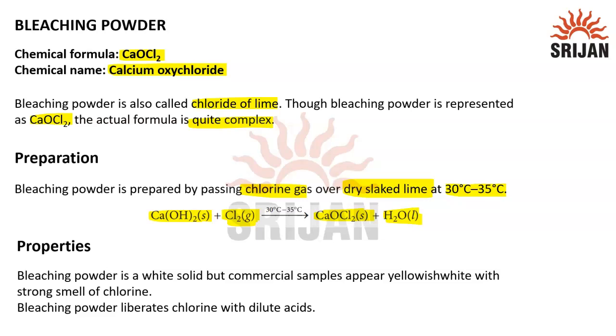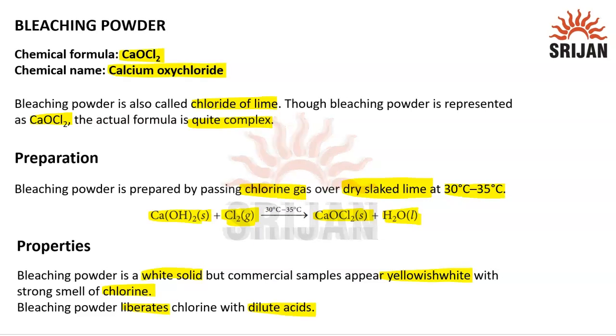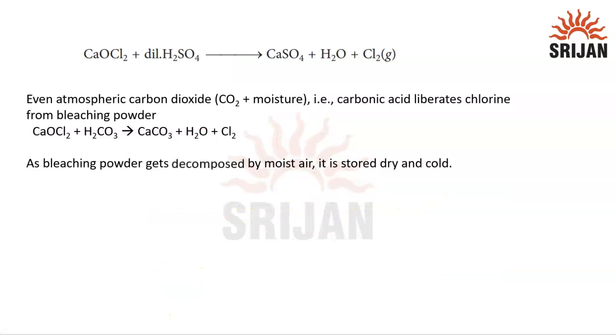Bleaching powder possesses many properties. First of all, it is a white solid, but a commercial sample appears yellowish white with a strong smell of chlorine. Bleaching powder liberates chlorine with dilute acid. Whenever we react it with dilute acids, it basically gives us chlorine gas. Here is an example in which bleaching powder is reacted with dilute H2SO4 and we get salt and water along with the liberation of chlorine gas.